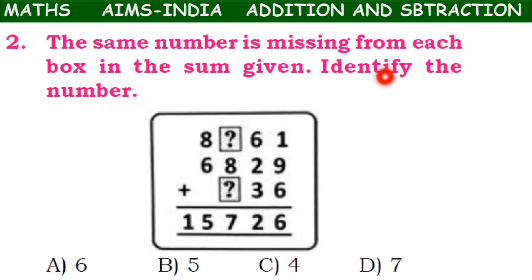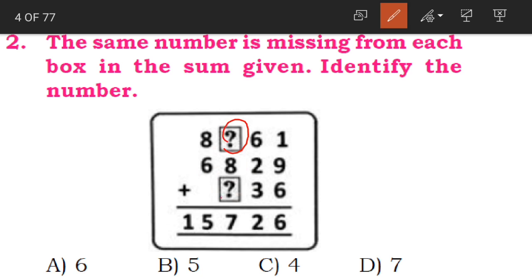The same number is missing from each box in the sum given. Identify the number. We already know how to identify the missing numbers. Now what are they saying here? The same number should be written in both the boxes. Let us start adding from the ones place. Why am I adding? There might be some carry forward of numbers, right? Here they did not give the carry, so I am adding to find out the carry forward.